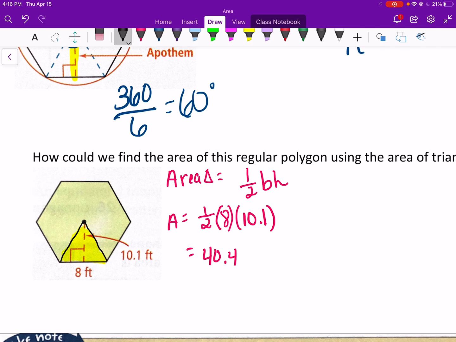Now, the question is, how could I use the area of this triangle to find the area of the whole polygon? Well, notice, if we draw all of the radii, we have 6 of those triangles. All right, so we have 6 sides, and we have 6 of those triangles, which each have an area of 40.4. So to find the area of the whole polygon, we could just take our area and multiply by 6.